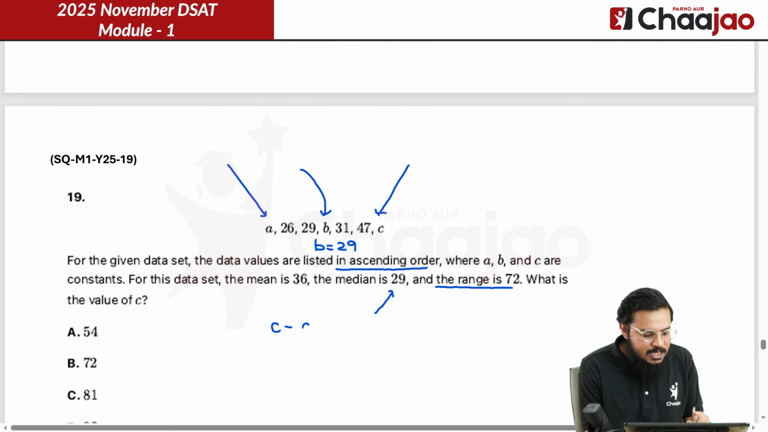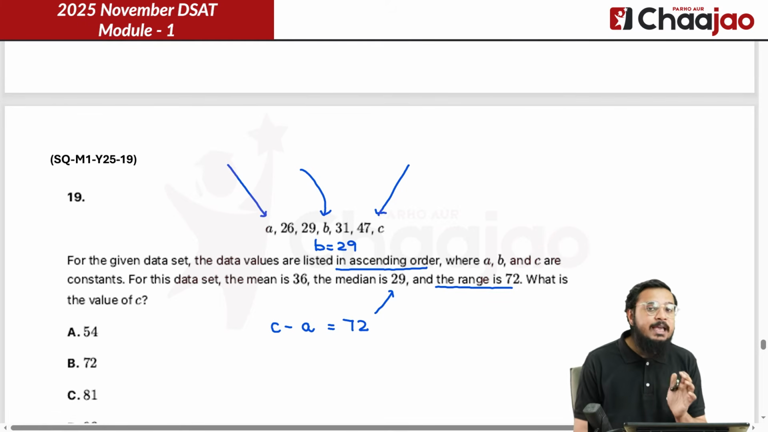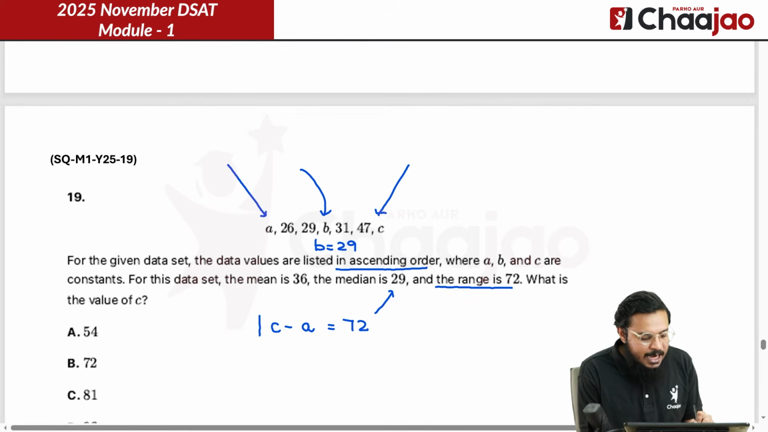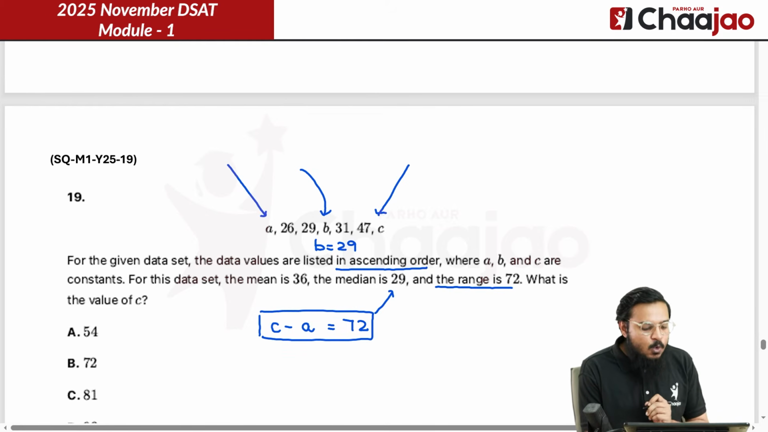C minus A is equal to 72, because the formula for range is always the highest value of the set minus the lowest value of the set. So C minus A should be equal to 72. Now I've created one equation in terms of constants C and A. What else do I have? I have the mean of this entire set. That's given to me as 36.